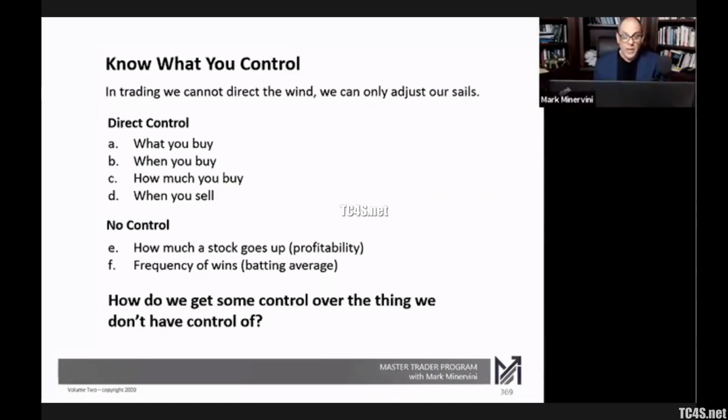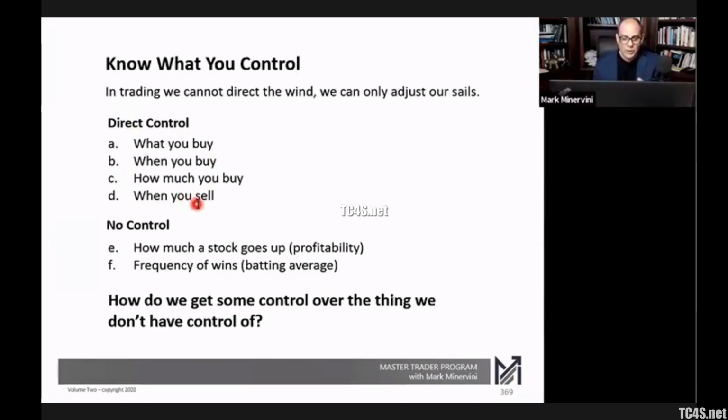We're dealing with probabilities. Now, direct control, we have what we buy, when we buy it, how much we buy, position sizing, and when you sell. So you have control over a handful of things. The key is that these things that you have control over, that's where you want to really concentrate your attention and on perfecting those decisions, because that is what's going to determine your success.